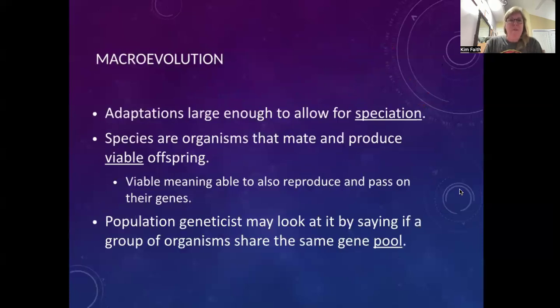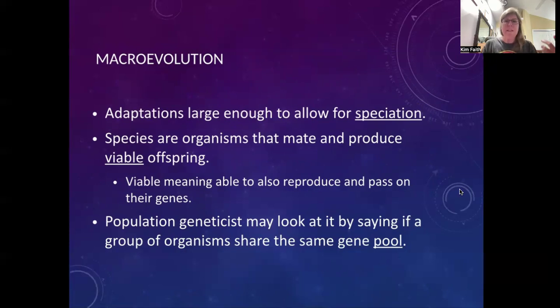Macroevolution, now these are adaptations that are just really big changes in an organism that allows for speciation. All right, when we talk about speciation, that means that maybe you had a population and now certain individuals are not going to breed with one another. Okay, they're so different, they're like, nope, not going to happen. And eventually, over thousands of years, they may not even be able to.